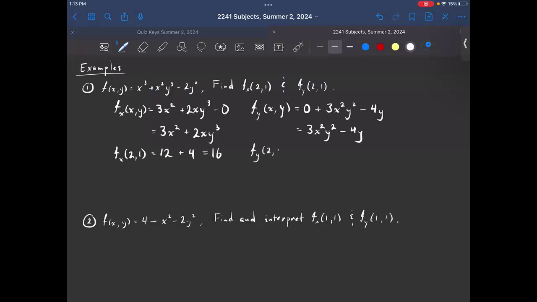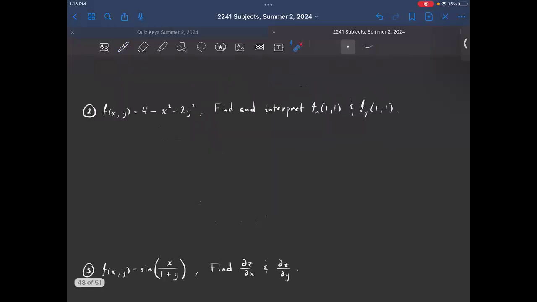And again, we're just going to plug some stuff in, just like regular function evaluation. Okay, again, y is 1, so we can essentially drop it. And we get 3 times 2 squared is 12, minus 4 times 1 is 4. So here we get 8 as the value of the partial derivative with respect to the second variable. Okay, so nothing too special about that, just the concept of treating the other variable as constant.